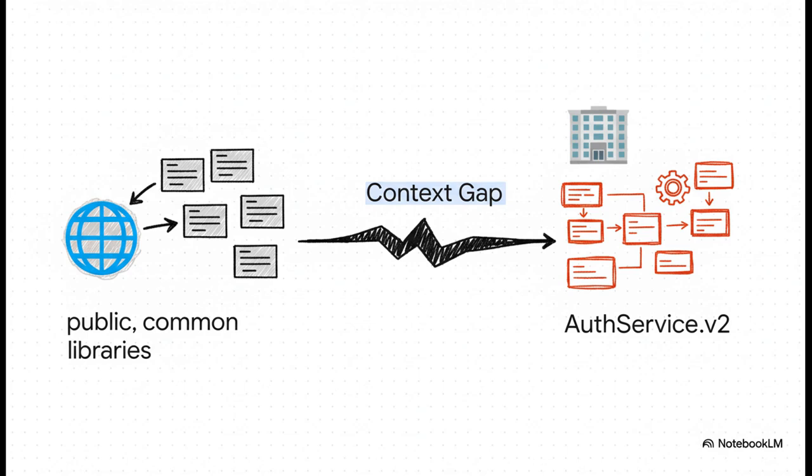And this comparison here just lays out the problem perfectly. A generic tool might suggest some standard public library for authentication. But what you really need is for it to use your team's internal auth service v2, the one you've spent months building and refining. The AI needs to know that stuff. And that right there is exactly the gap that Amazon Q Customizations is designed to fill.